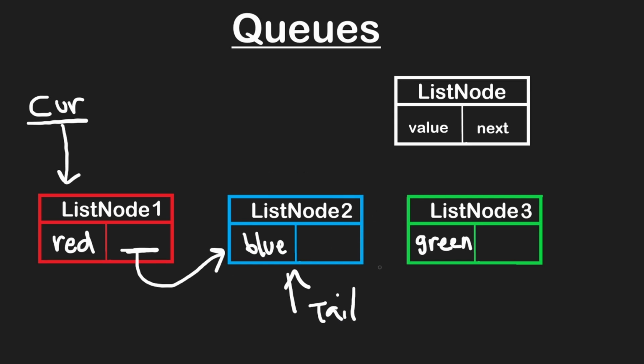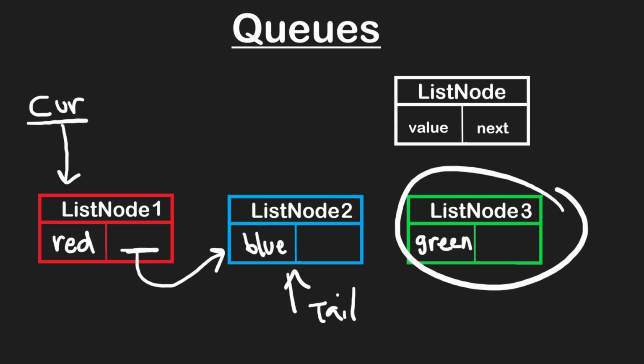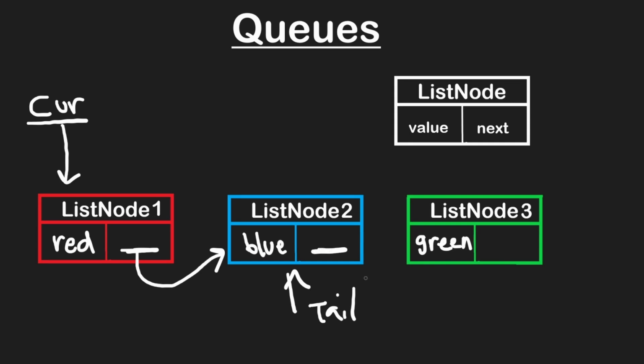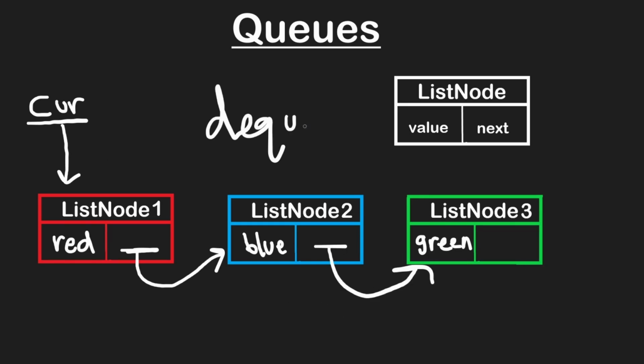That's how we know when we insert a new element like this one, we're going to take the next pointer of the tail node and then set it to the new node. This is really easy with linked lists, but now it's time to do the other operation, which is dequeue, remove from the head of the list.